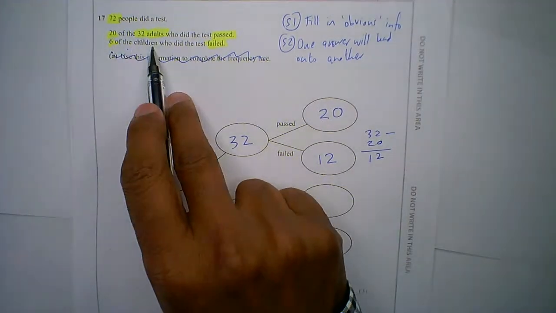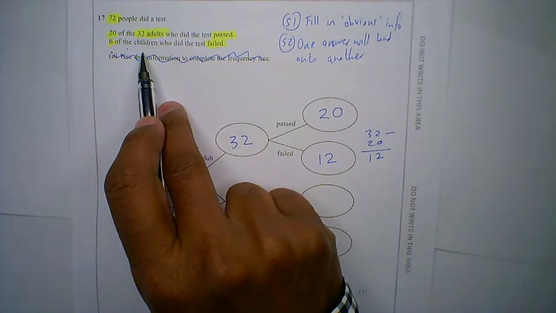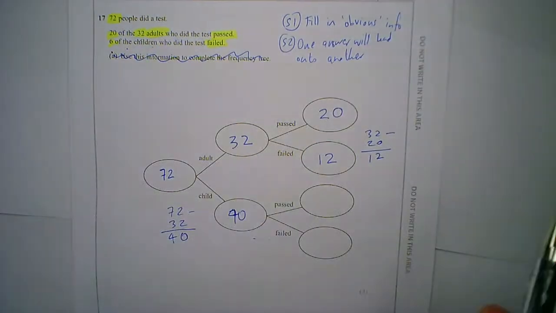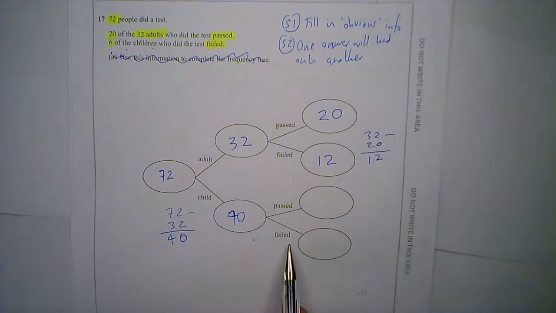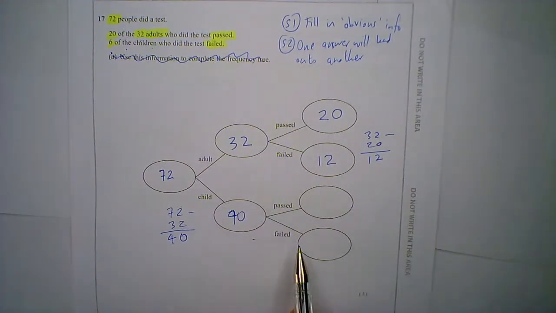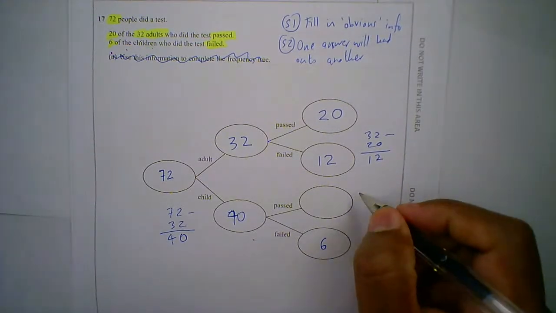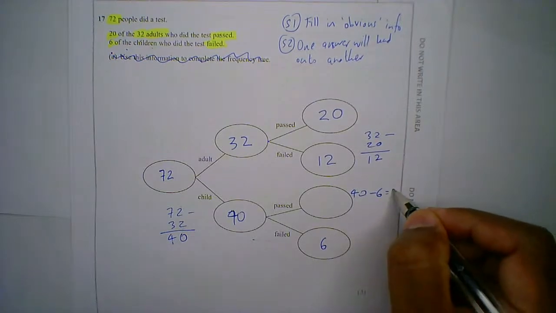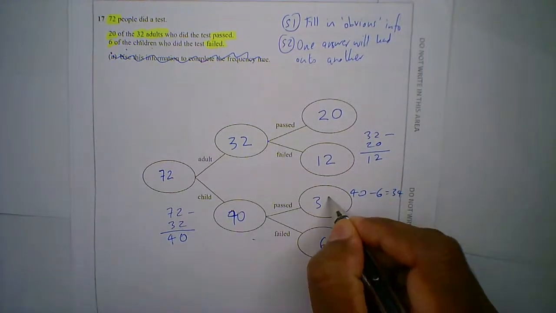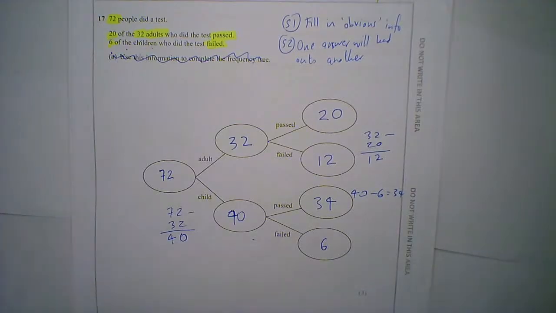6 of the children who did the test failed. So you can see here, this is of children, and 6 of them failed. So 6 goes here, and this one is going to be 40, take away 6, that gives me 34. Okay, let's go to part B.